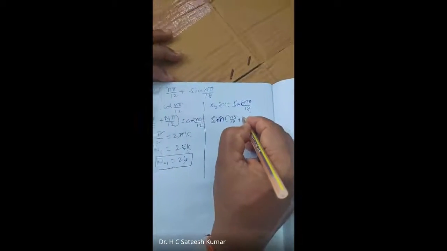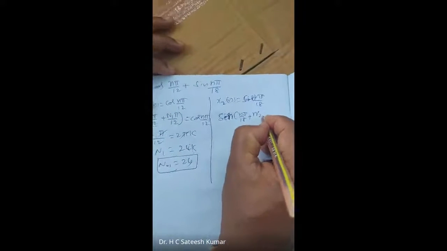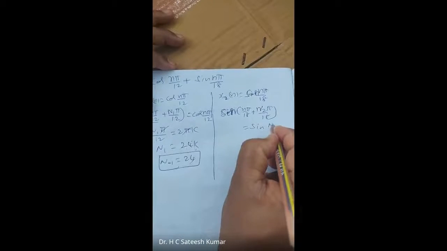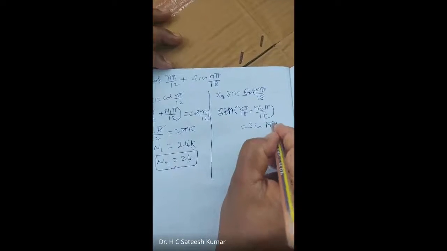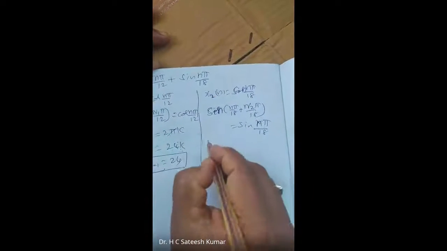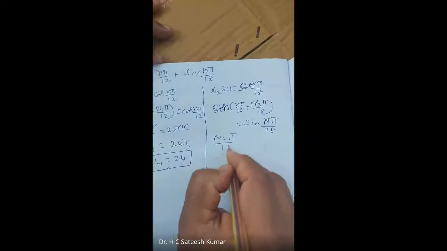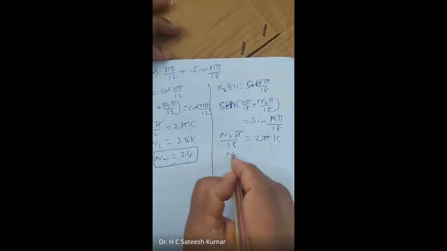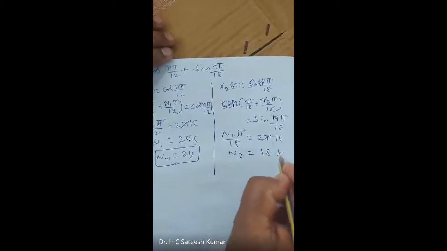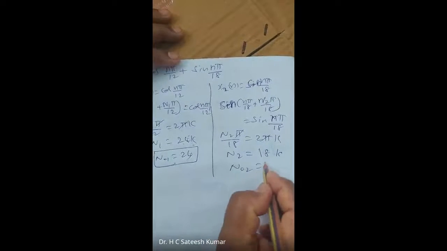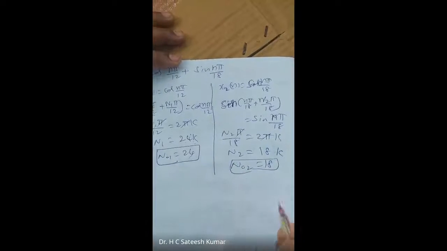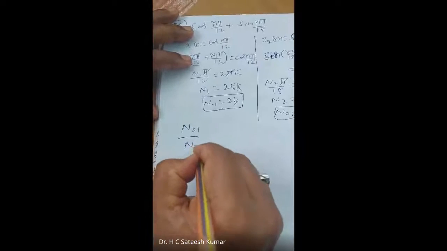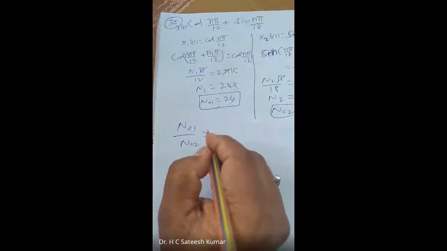Sine of n pi by 18 plus n2 pi by 18 should be equal to sine of n pi by 18. When these two are equal, n2 pi by 18 should be equal to 2 pi k. Pi gets cancelled. N2 is equal to 18k, so N02 is equal to 18. Individually they are periodic. Take the N01 divided by N02 ratio, the same condition will remain.